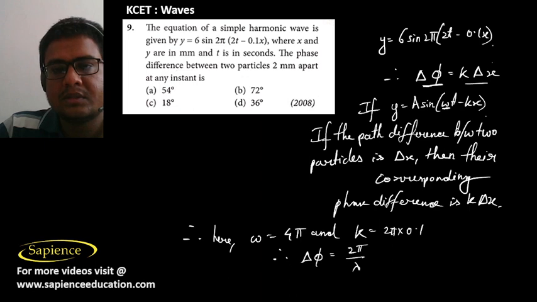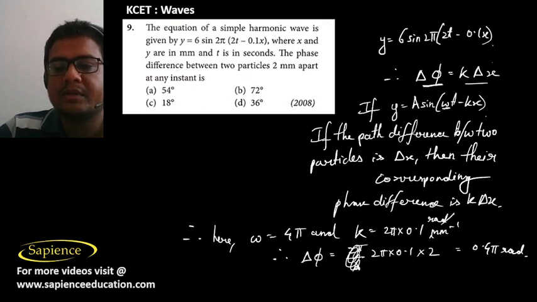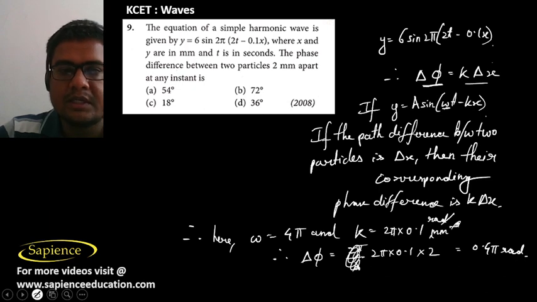This is in millimeter inverse actually. Millimeter inverse, that is 2 pi into 0.1 into 2. So this will be 0.4 pi radian. 0.4 pi radian means it is actually radian per millimeter, since here x and y should be in millimeters only, it has been told.